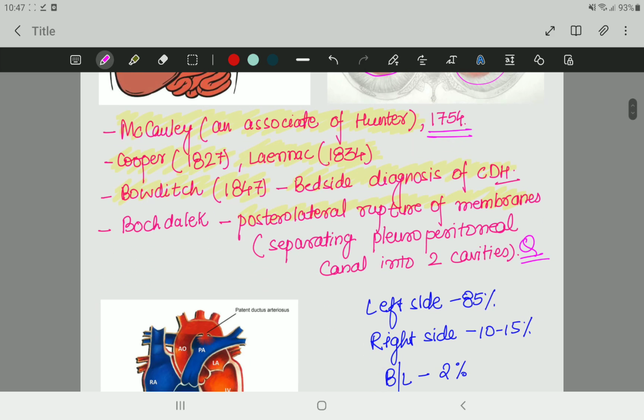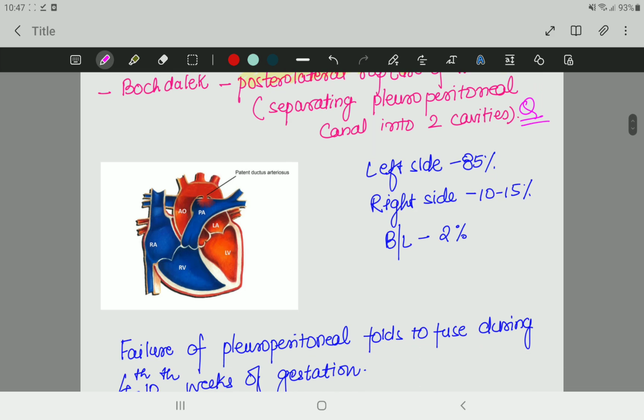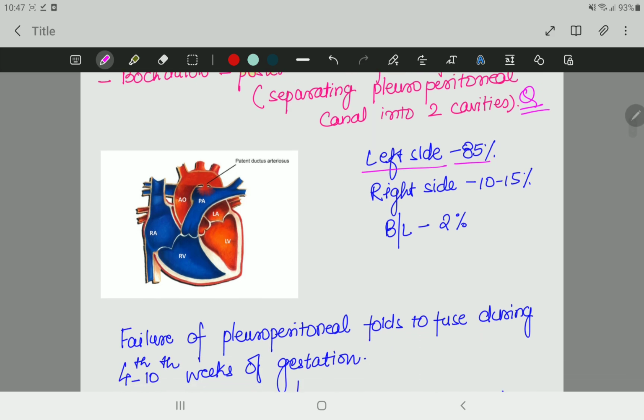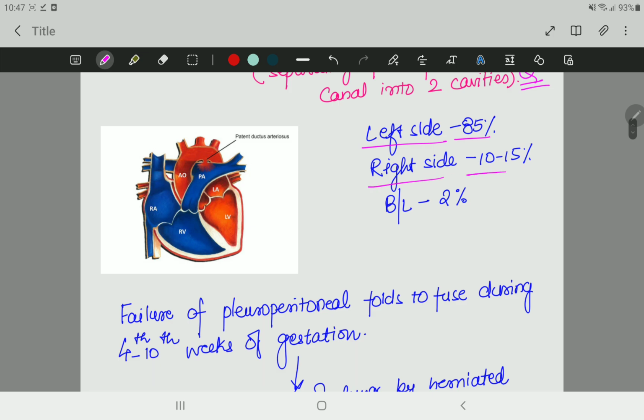If we talk about laterality, the commonest side is the left side, seen in around 85% of cases, and the right side is associated with 10 to 15% of cases. Bilateral defects are seen in 2% of cases.